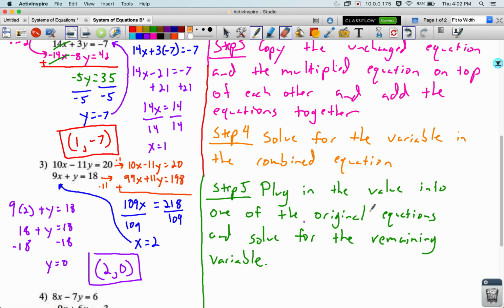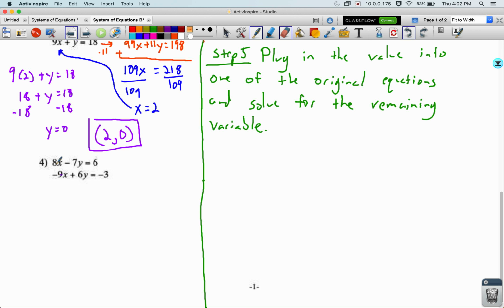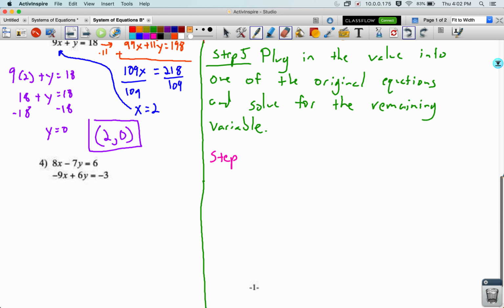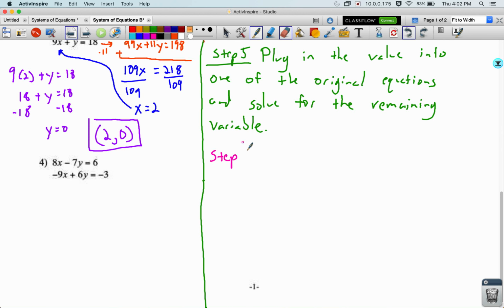Okay, and that brings us to problem number 4. And this is where we run into another problem. 9 is not a multiple of 8. 7 is not a multiple of 6. So, what to do? We'll call this step 2.5. Or is it better to call it 1.5? Let's call it step 1.5.